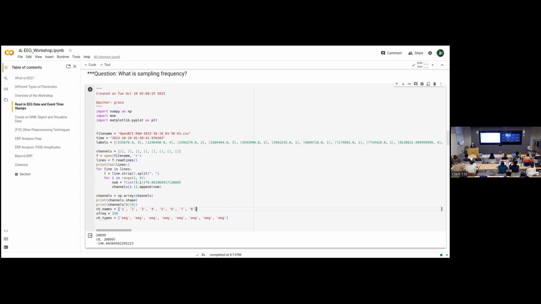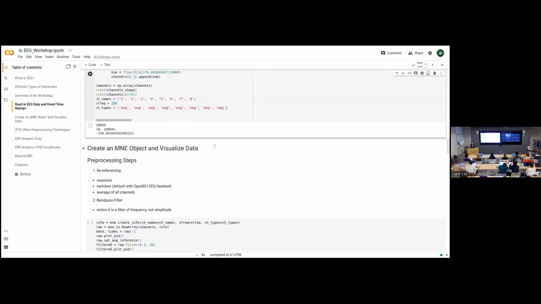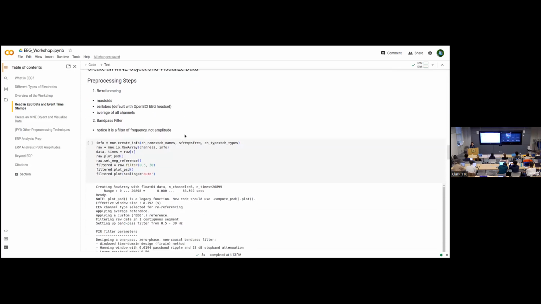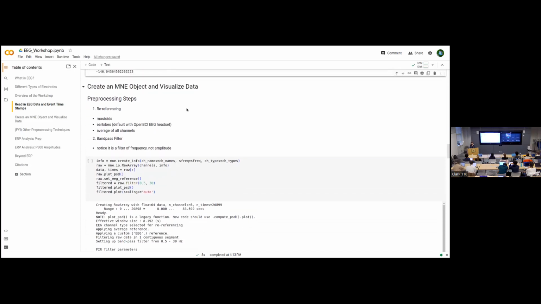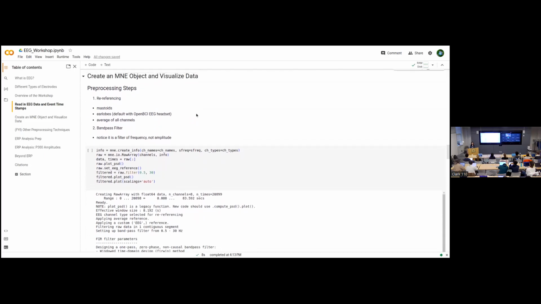250 samples per second. Exactly. So what that basically means is that the EEG is able to collect 250 distinct signals for each channel per second. So if you divide this number, 20,899, by 250, you're going to get the length of the recording in seconds. That's what sampling frequency means, and it's going to be significant for helping the computer understand our data.